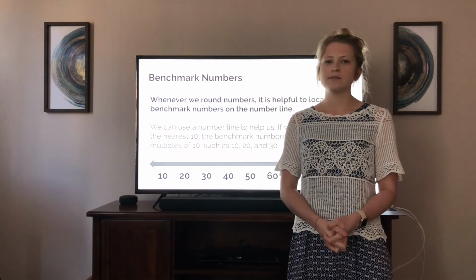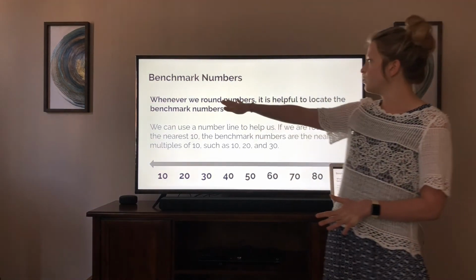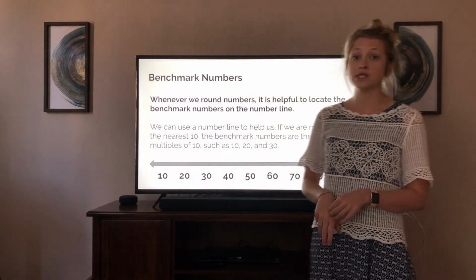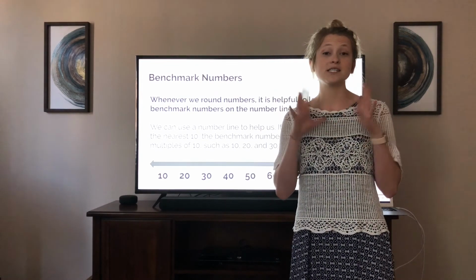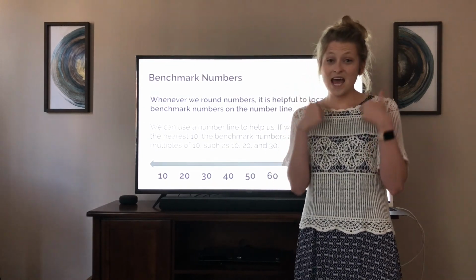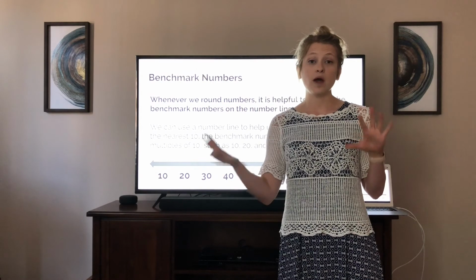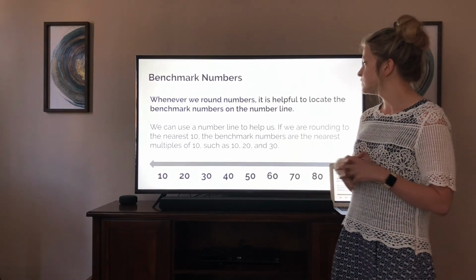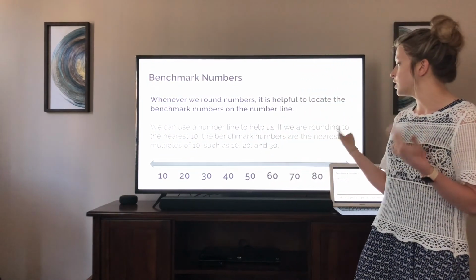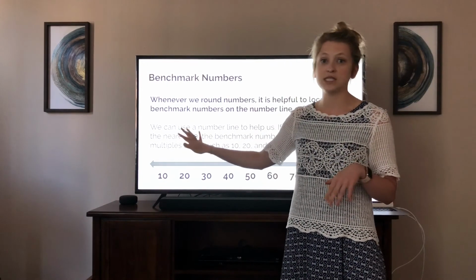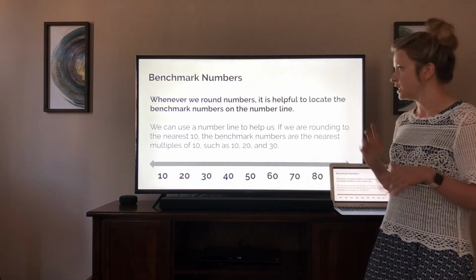So the first thing when it comes to rounding is that we find benchmark numbers. Whenever we round numbers, it's helpful to locate the benchmark numbers on the number line. Remember, before we could round with just our brains, we would round on a number line to help us visualize the rounding that was taking place. If we are rounding to the nearest 10, the benchmark numbers we use are the nearest multiples of 10, such as 10, 20, and 30, and so on. You'll see my number line here shows that.